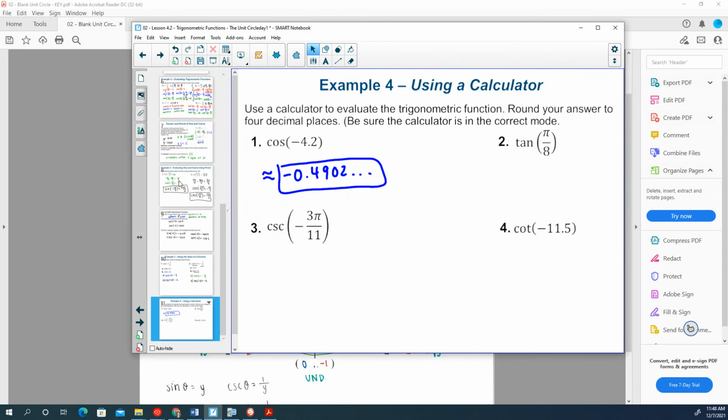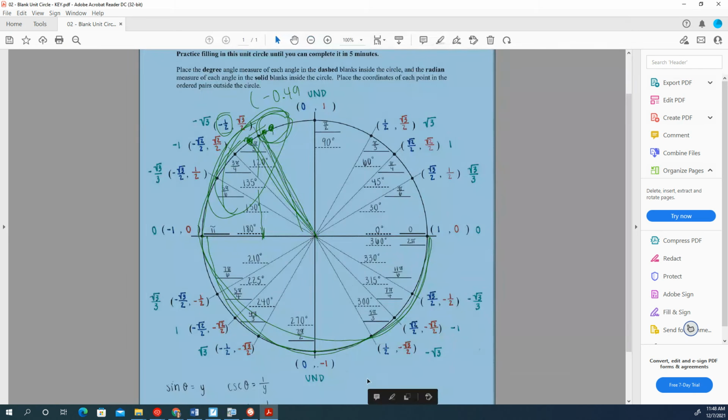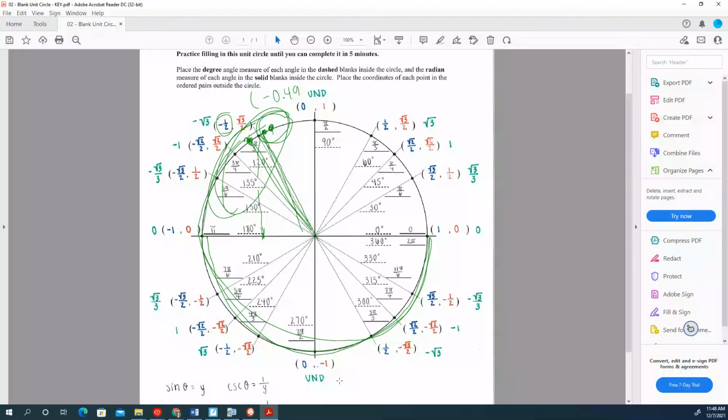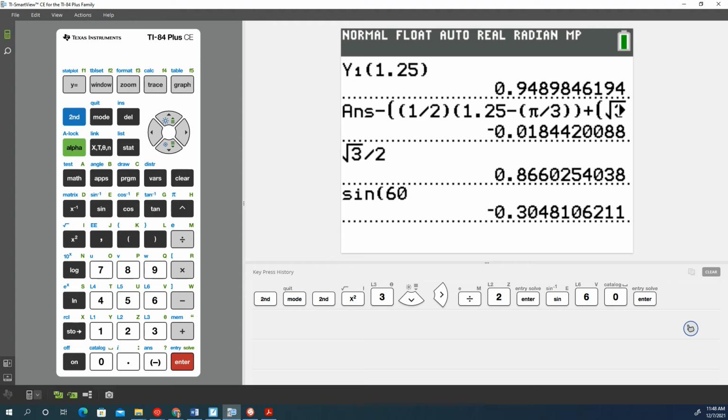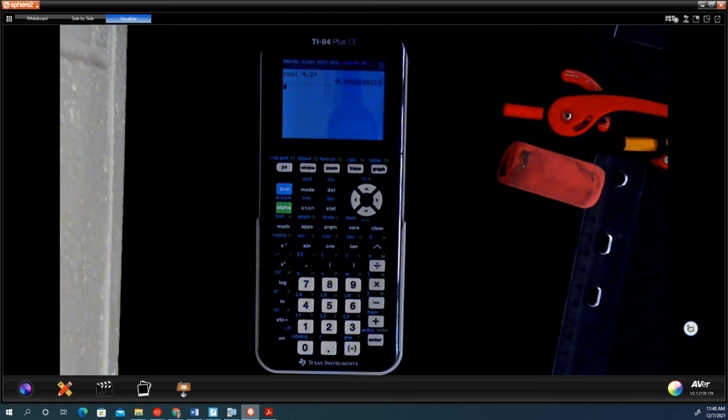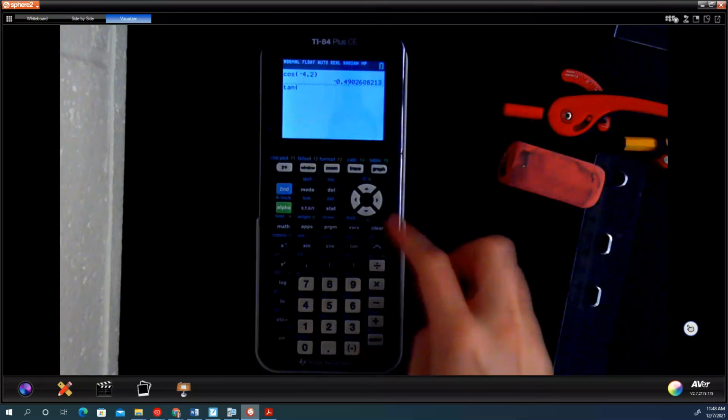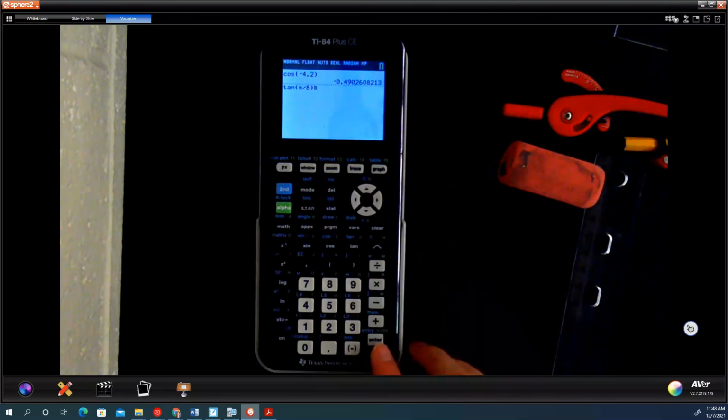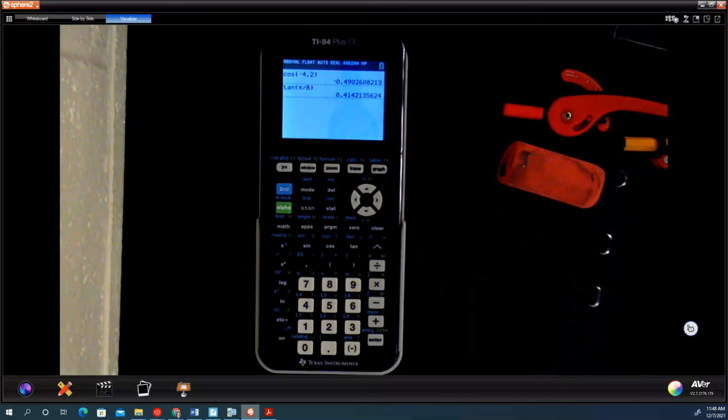Okay, let's try the next one. Tangent of pi over 8. So pi over 8, let's think about where that is. Pi over 8 is somewhere down here. Before I even do anything, should I get a positive or a negative value out? Positive. Everything's positive in quadrant 1. The x coordinate, y over x, everything's positive. So tangent of pi over 8. I just use the division symbol. Pi over 8, we get 0.414.